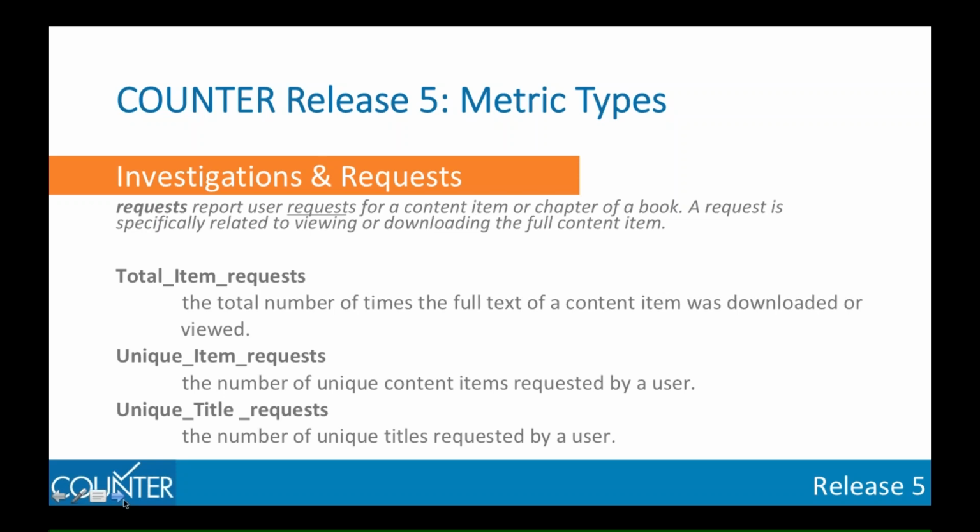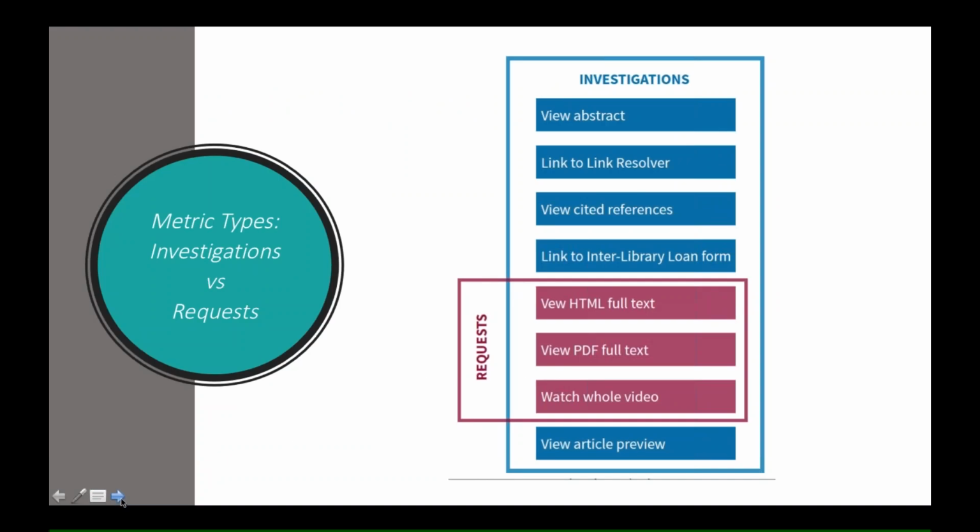Again, this metric type comes with 3 elements: total item request, unique item request, and unique title request. This is a similar principle as we talked about earlier. Total item records the total number of items viewed as full text, the whole content. Unique item request is the number of unique content, and unique title request reports the unique titles on these reporting metrics. So I hope I can explain this a little bit further in this slide.